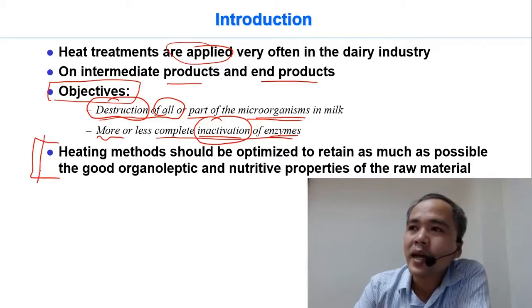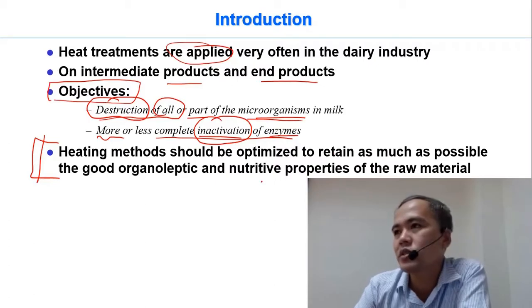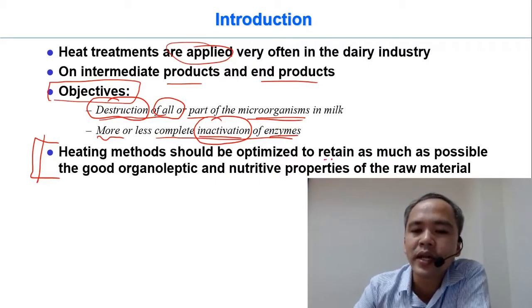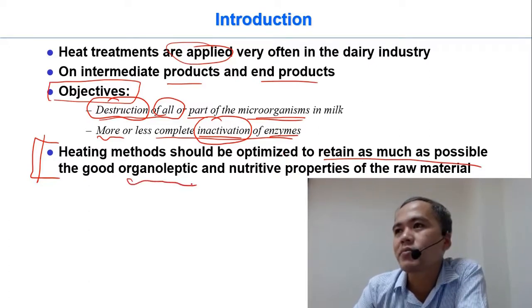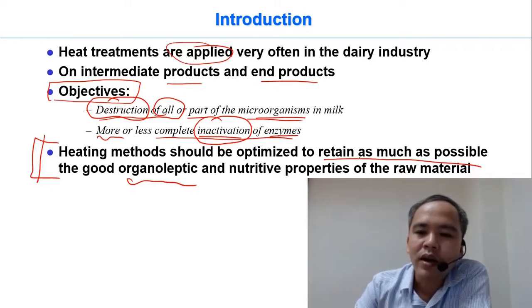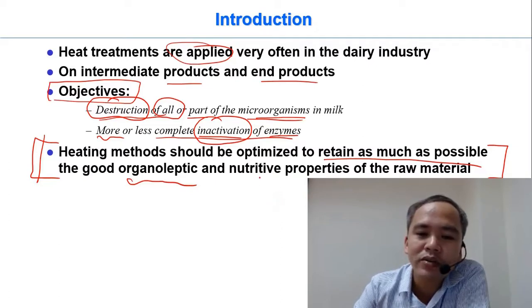We need to optimize any heat processes and heat treatment that we apply in a way that we destroy what we need to destroy, but we should retain or preserve as much as possible nutritional value and sensorial quality. Okay. So if we are wise enough, if we are intelligent enough, we can do this. If we are not very intelligent, then we destroy everything. Destroy what we should destroy and also destroy what we should maintain. But when we are even worse, then we destroy what we should retain and retain what we should destroy.